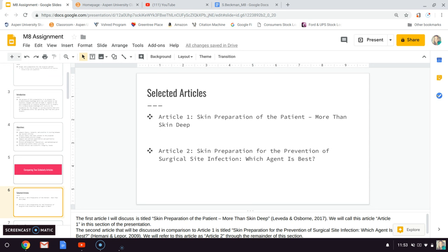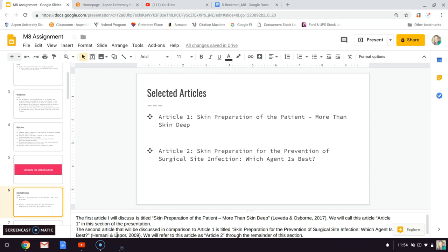Two scholarly articles. The first article I will discuss is titled Skin Preparation of the Patient More Than Skin Deep. We will call this article Article 1 in this section of the presentation. The second article that will be discussed in comparison to Article 1 is titled Skin Preparation for the Prevention of Surgical Site Infection, Which Agent is Best? We will refer to this as Article 2 throughout the remainder of this section.